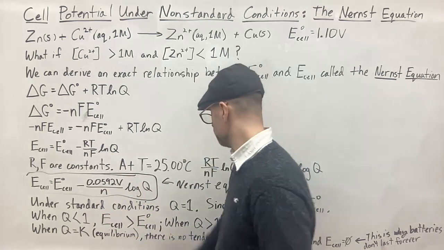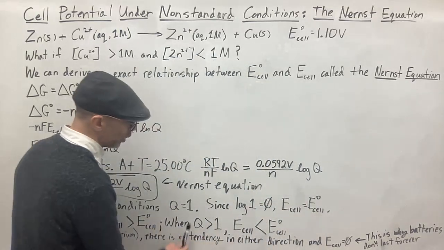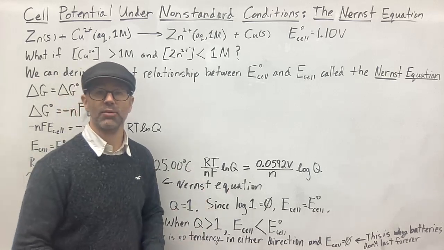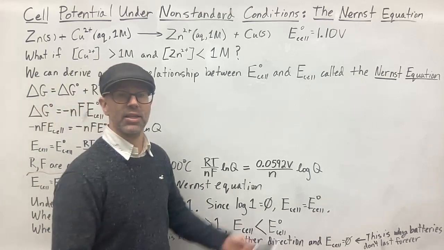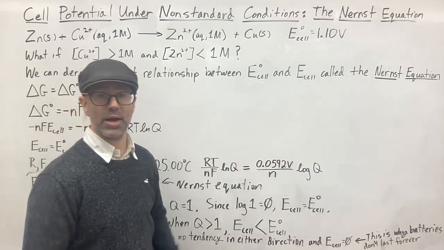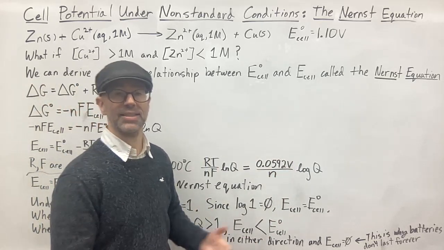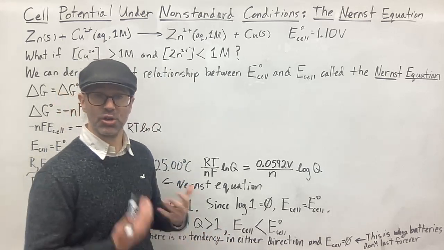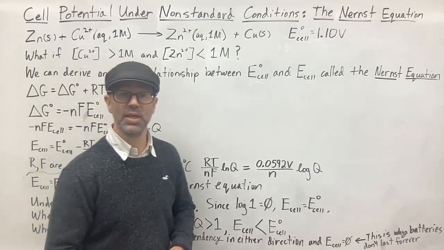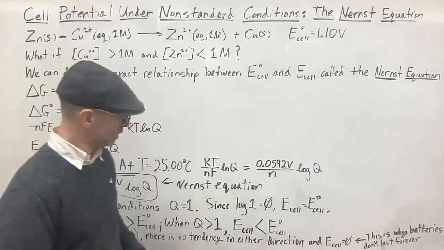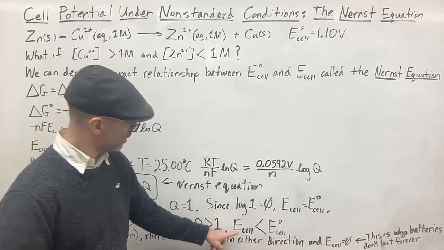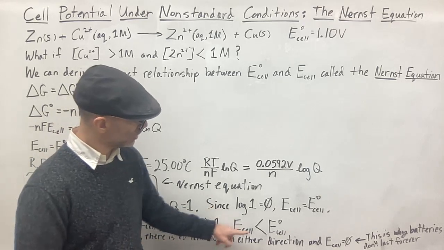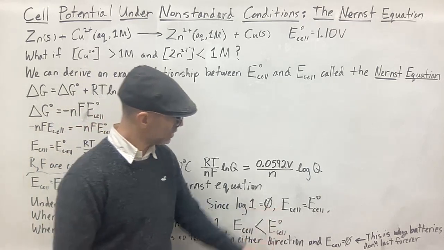So that makes sense. When Q is greater than 1, products are greater than reactants. That means the reverse reaction is going to have a greater tendency, and the forward reaction is going to have less of a tendency. So we would expect the cell potential under those non-standard conditions to be less than under standard conditions. And that's what we have here.